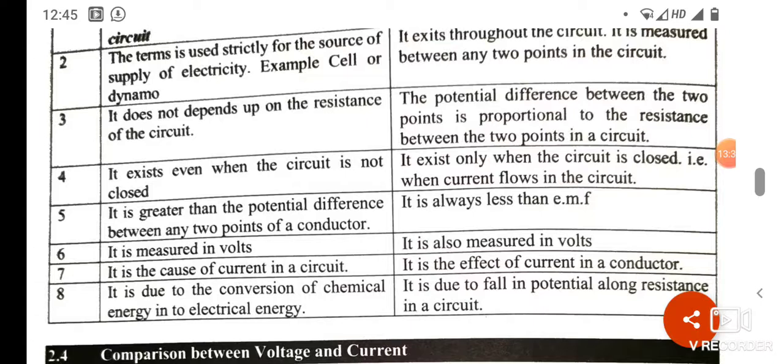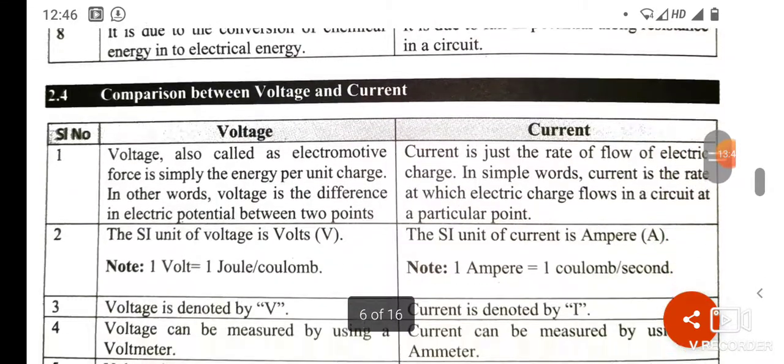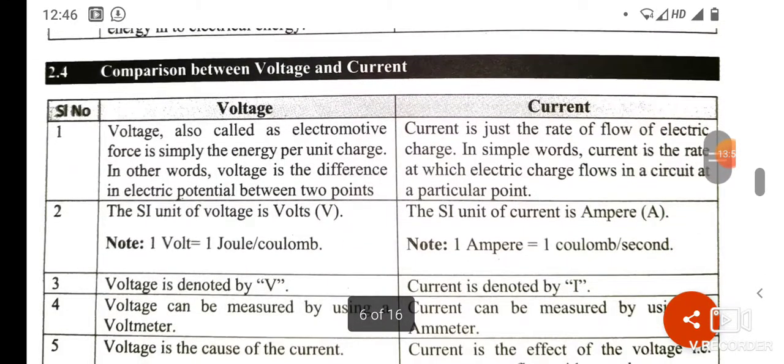But in the case of a closed circuit, the fall in potential, like we said in the previous example, V1 is higher, V2 is lower. So it is due to the fall in potential along a resistance in a circuit. Potential difference is always proportional to the resistance between 2 points. Okay. Then we will compare voltage and current.